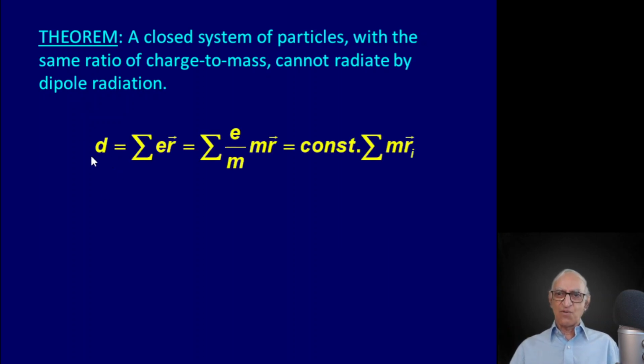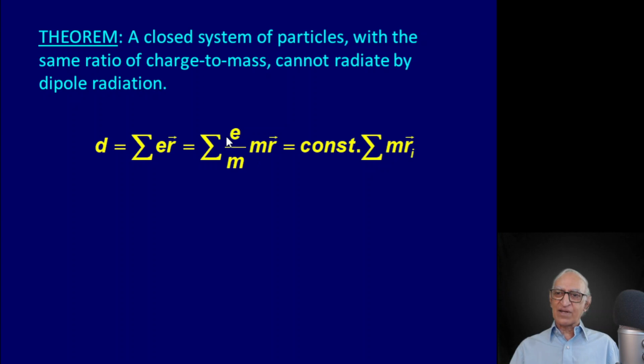What is the dipole moment of this collection of charges? It is the sum over all the charges of e times r. Now, let us multiply this by m and divide by m, where m is the mass of the particle. I just like to do this.